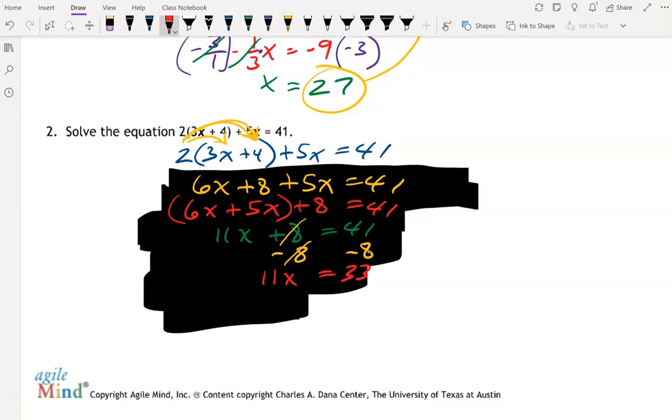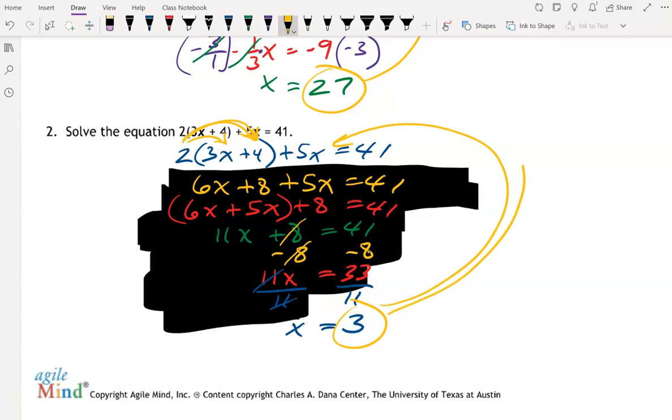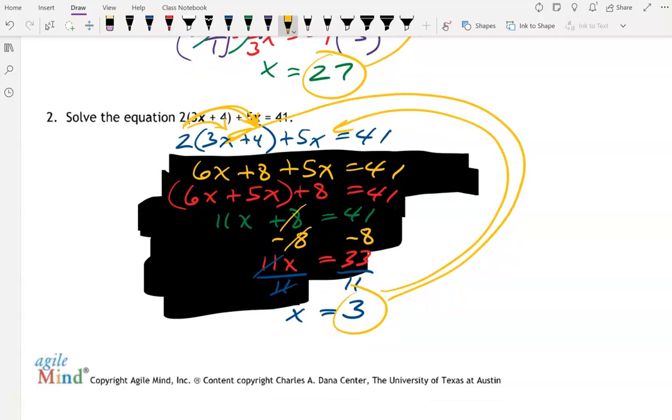Okay, now we can do this. And so we're going to divide both sides by 11. And those will cancel each other out, leaving me with x equals 33 divided by 11, which is 3. Now, make sure that you check your work by taking that 3 and putting it back in for x into your original equation. All right, moving right along.